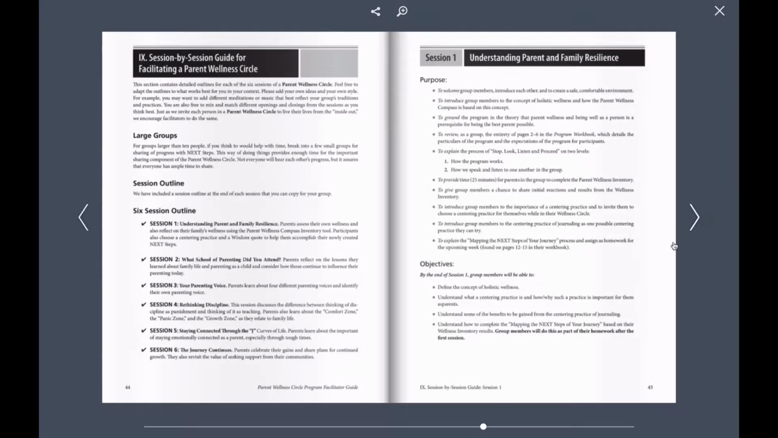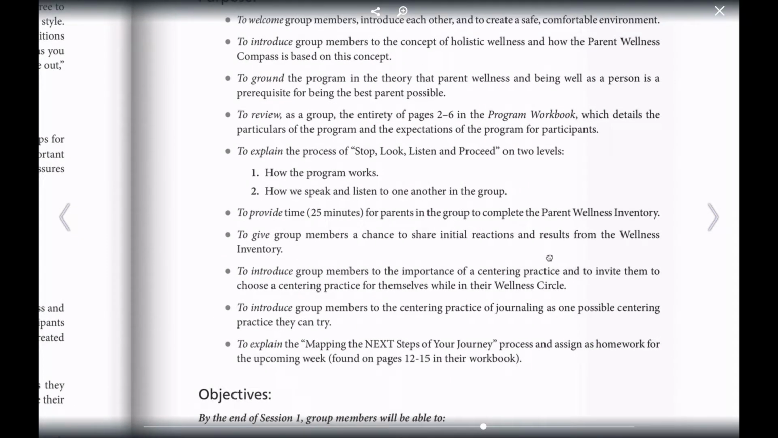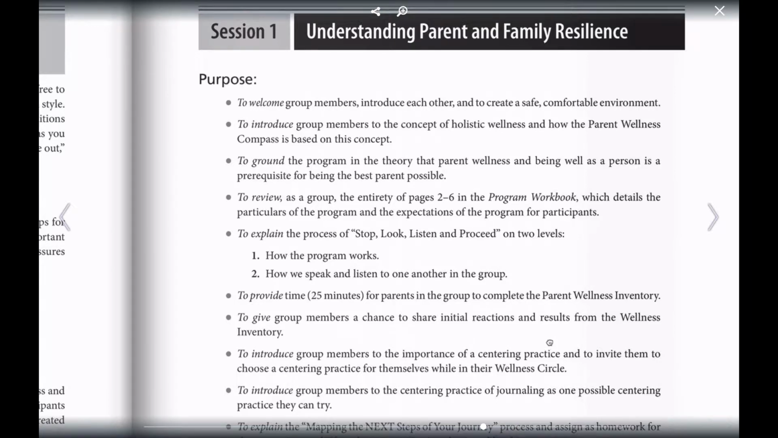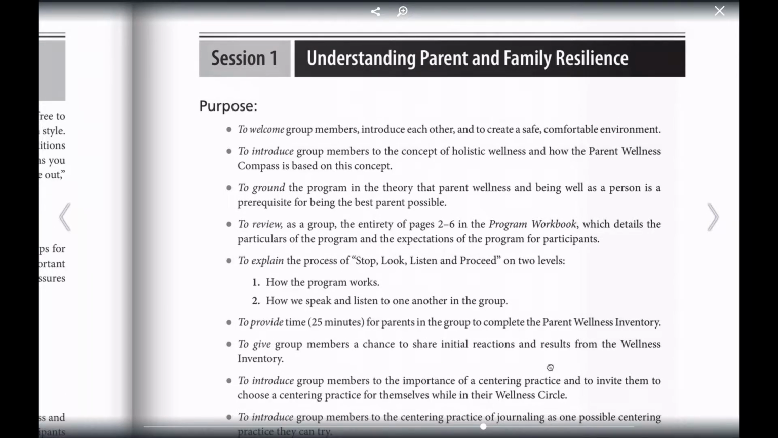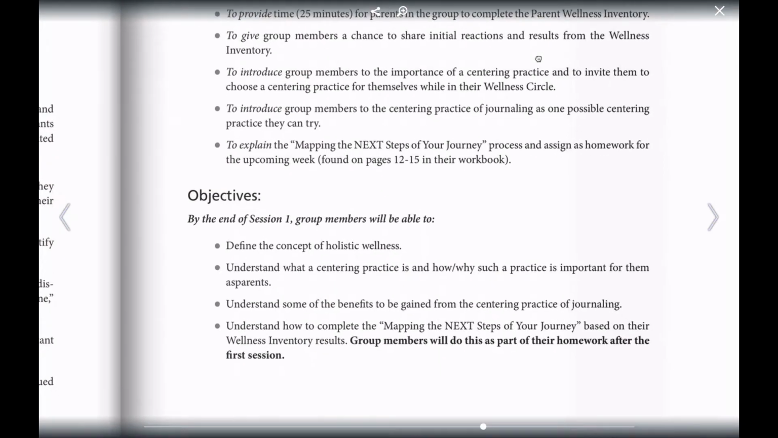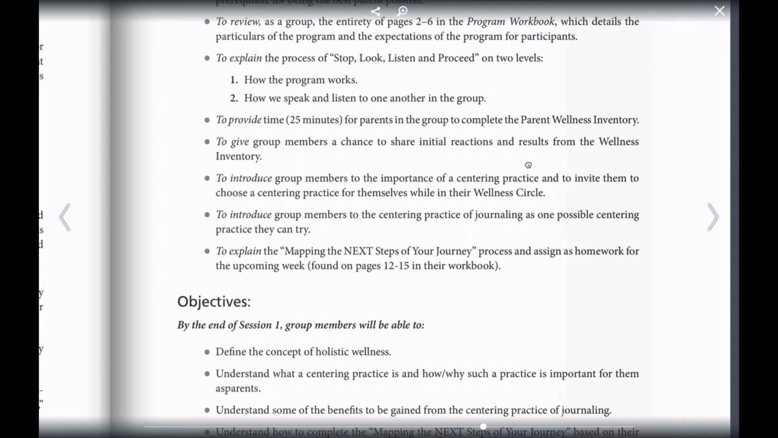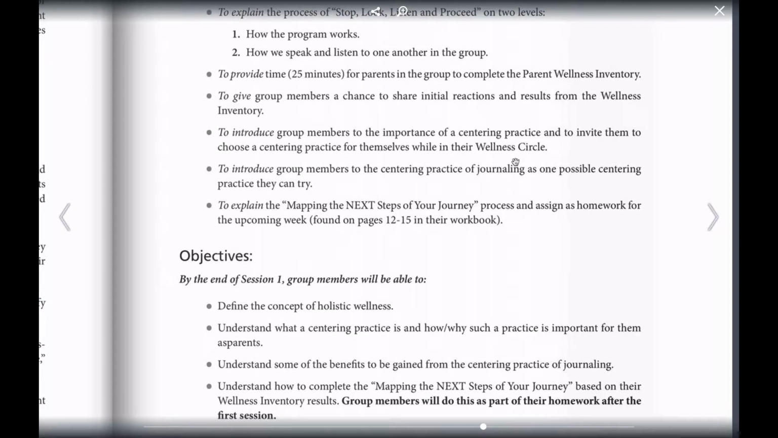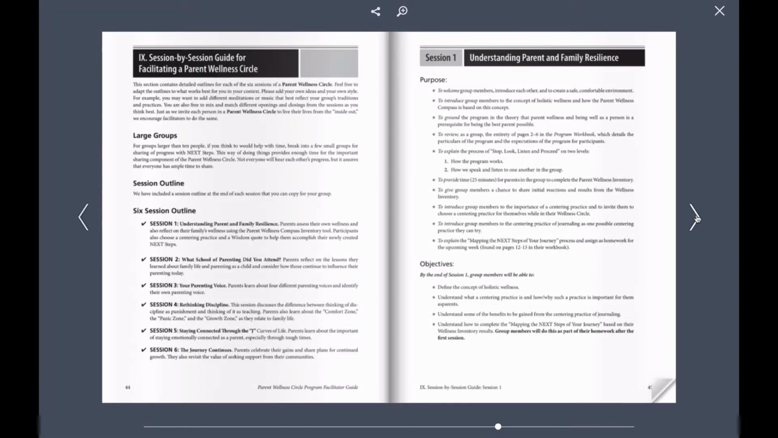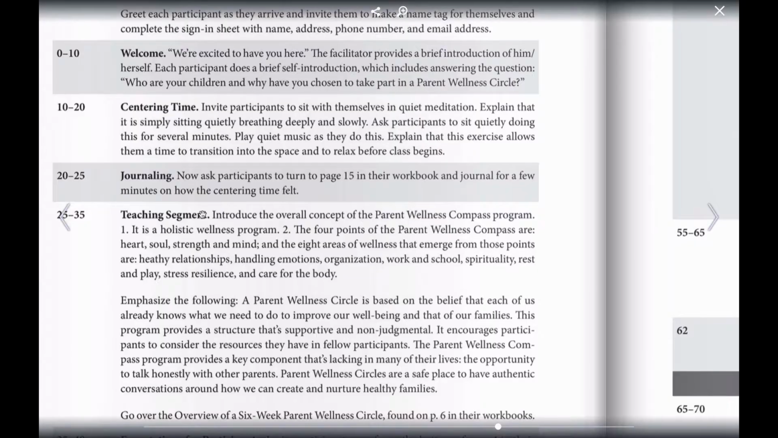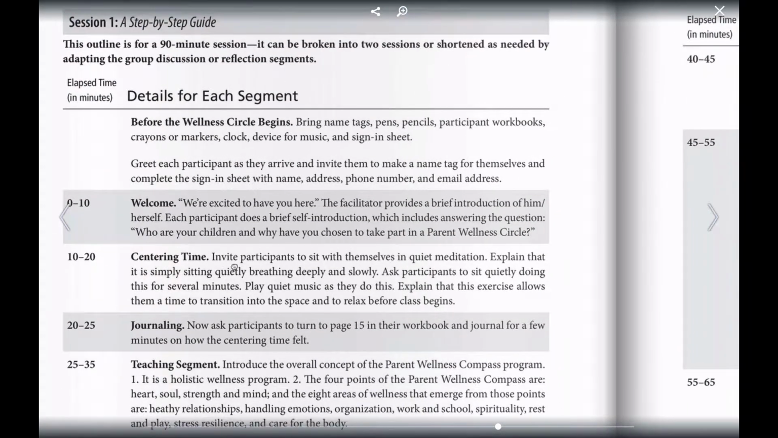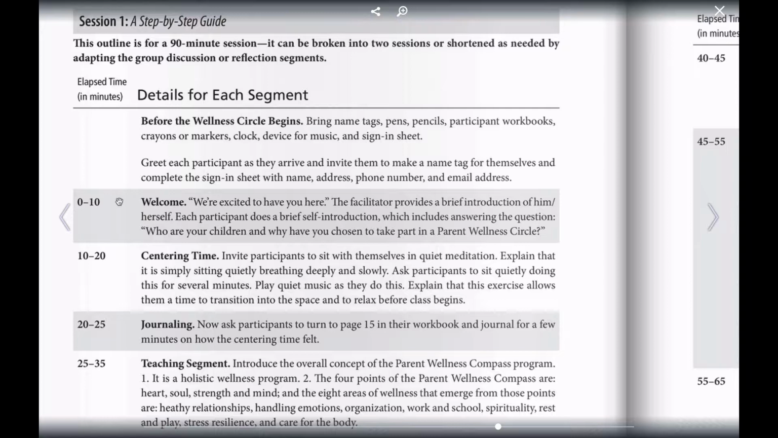So let's turn now to page 45. Here we will see the purpose and objectives for session one, which is called Understanding Parent and Family Resilience. I don't need to read those to you here. You can read them for yourself, but familiarize yourself with those. And then let's take a look at page 46. I'm going to take us through what we recommend as the first 25 minutes of the session. These are the time blocks over here for a 90-minute session. And then Holly's going to jump in and get to the teaching segment.